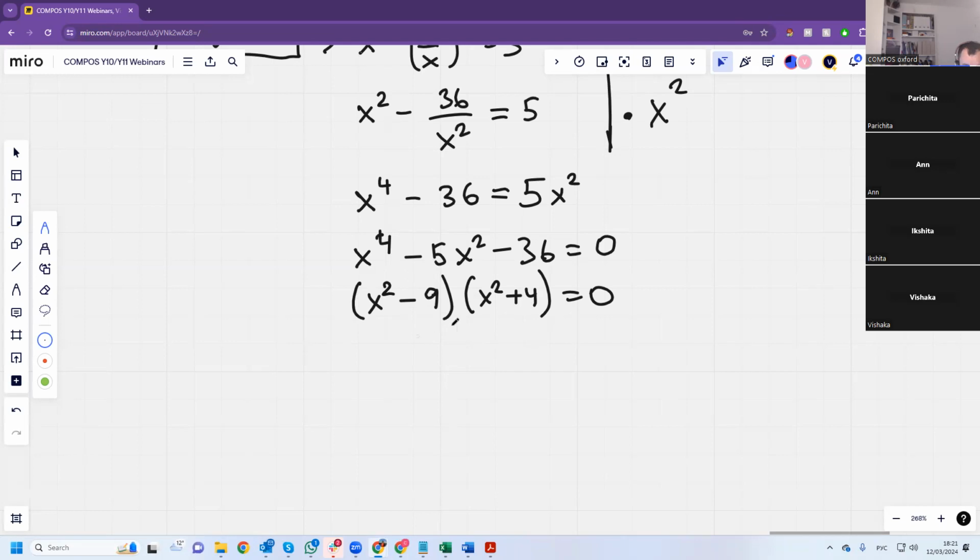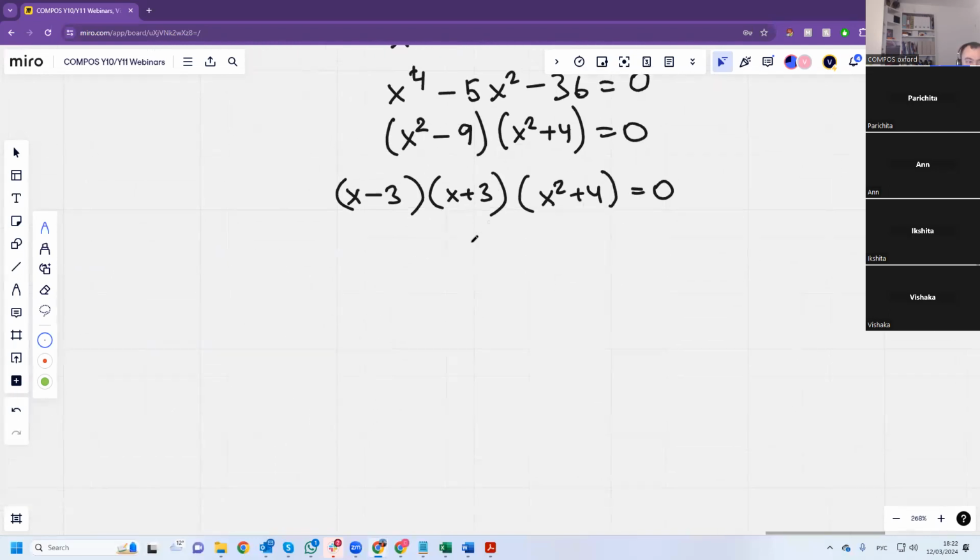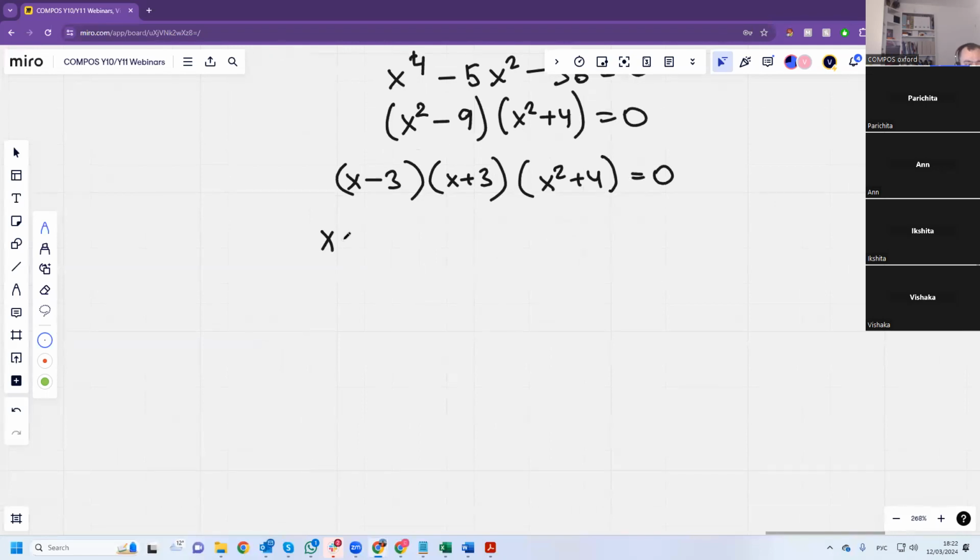I can factor this bit, x minus 3, x plus 3. This is a difference of two squares formula. And this one is x squared plus 4 equals 0. This thing cannot be equal to 0 because it's positive. So either x minus 3 is 0, or x plus 3 is 0, or x squared plus 4 is 0, which it isn't.